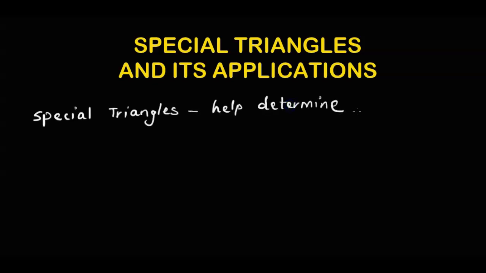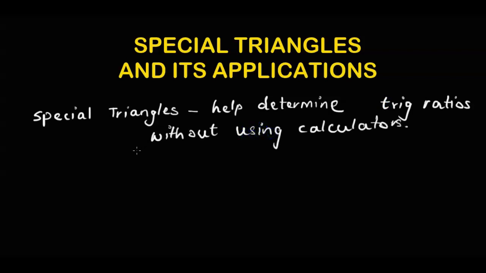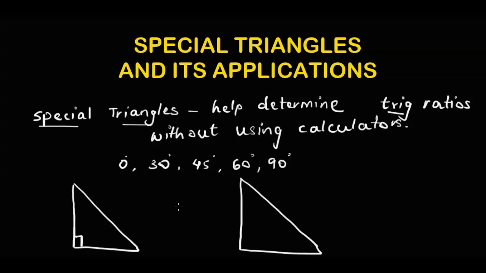Now the purpose of special triangles is to help determine the trigonometric ratios without using calculators. So the specific angles for which we are able to find out the trig ratios are 0 degrees, 30 degrees, 45 degrees, 60 degrees and 90 degrees. Two special triangles have been created that incorporate these angles, so 3 in each triangle. Both the triangles are right triangles.